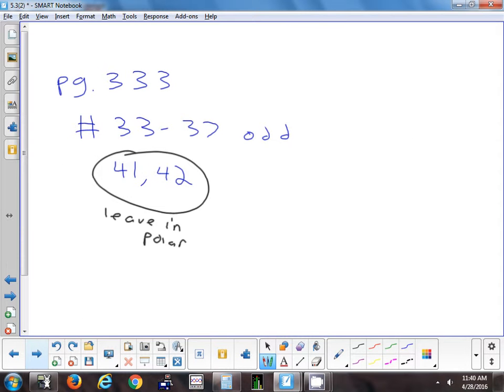All right, so the homework for tonight, it's on 333, same page as last night. It's 33 to 37 odd, 41 and 42. Do not follow the directions they give you for 41 and 42. Okay, I'm telling you to leave the answer in polar. They tell you to do something else, don't do it. It's not going to make sense. Okay, so 33, 35, 37, 41, 42. Okay, so you got about 20 minutes. Okay, so please try to get started. If you need any help from yesterday, let me know. Okay, I'll also be here after school today for extra help.